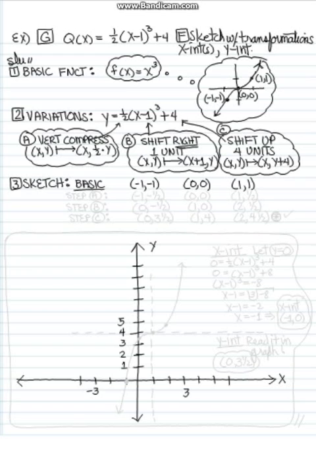Now we're going to do a variation on each of those points in the basic graph just using step A. In other words, we're going to go through each of those ordered pairs and just multiply the second coordinate, the y coordinate, by 1/2. So for step A, our ordered pairs will change to negative 1, negative 1/2, 0, 0, because if you multiply the y coordinate by 1/2, it's still 0. And finally, the 1, 1 becomes 1, 1/2.